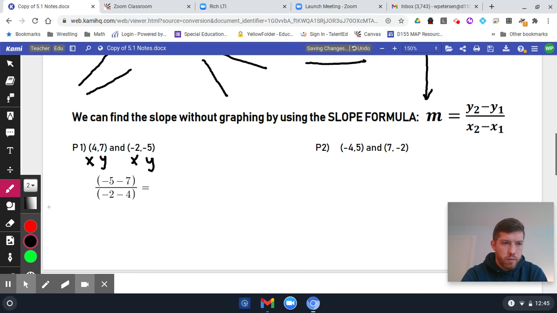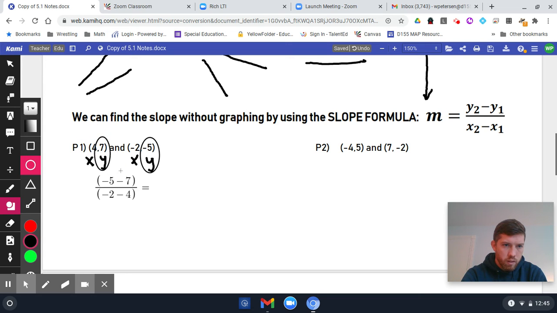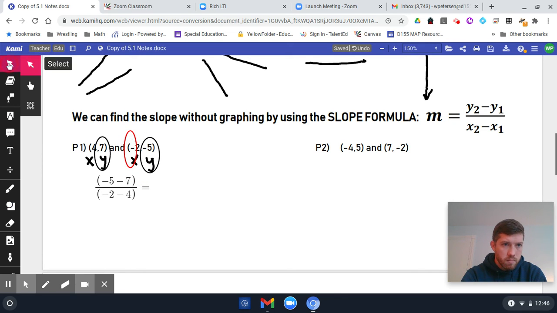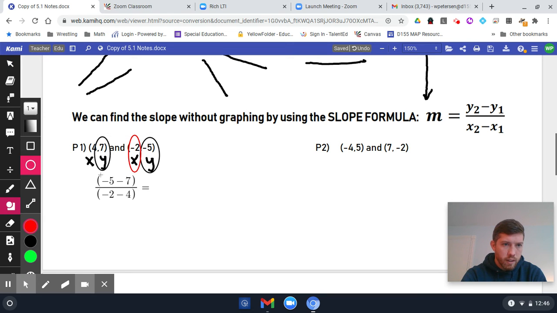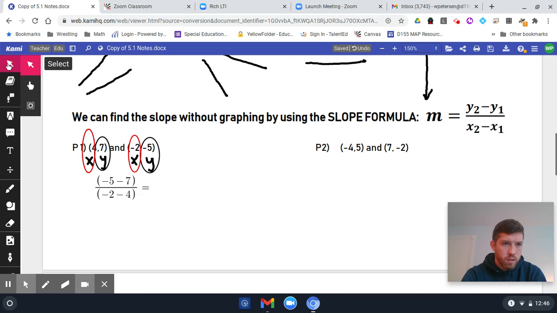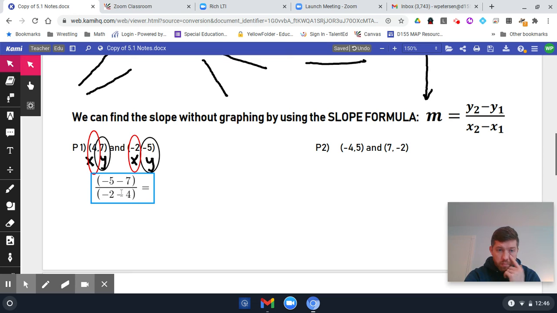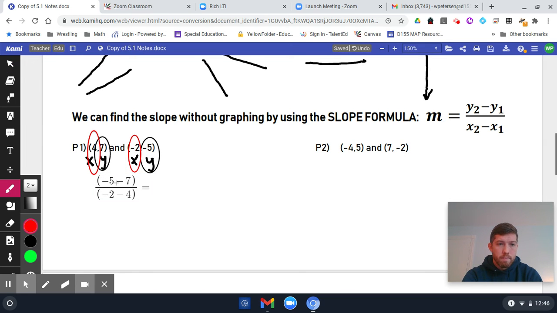You'll see I already set this one up. I'm going to do my y2 first, which is right here, and you can see that I put it right down here. And then my y1, which I did right here, so -5 minus 7. Then I did my x2 next, and then my x1, which is right here. You can see that I already had those all filled in down below.